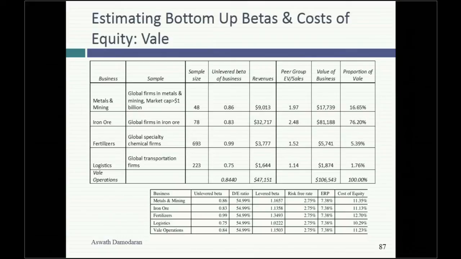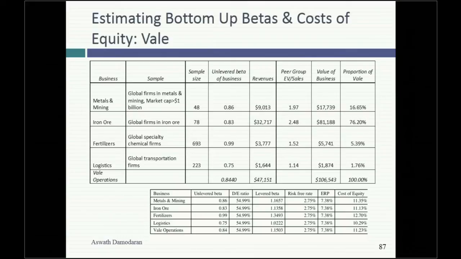You see the process? Start with businesses, get the betas by business. Get the revenues. If you want to stop there, I'm okay with it. But if you can convert the revenues into values, even better. Take a weighted average based on the values. You have an unlevered beta for the company. In fact, for Vale, not only did I get a levered beta and a cost of equity for the company, I did it for each division.